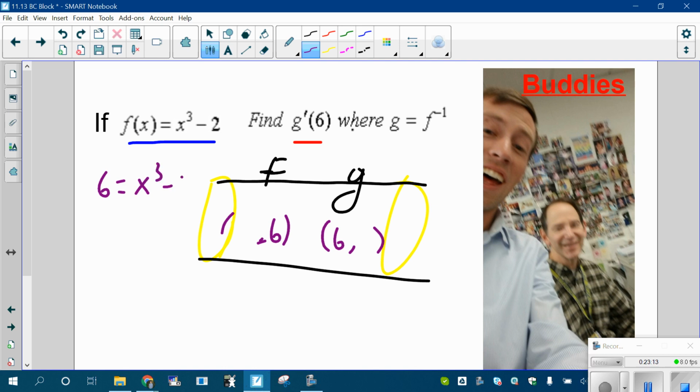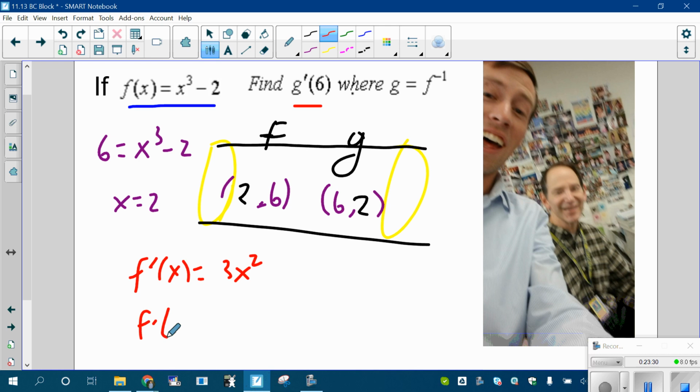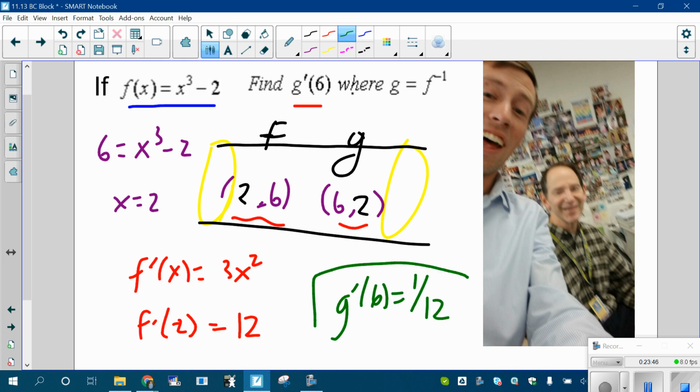So a y value of 6 on f. That happens at x equals 2. So that's the x value for f and the y value for g. I'm going to do f prime of x. I'm going to get 3x squared. I'm going to evaluate the derivative at 2, not at 6. Everyone looks at this and tries to do it at 6 because of the buddy point idea. Don't forget to look at your buddy point. I'm going to get 12. So then g prime of 6 is the reciprocal of that.